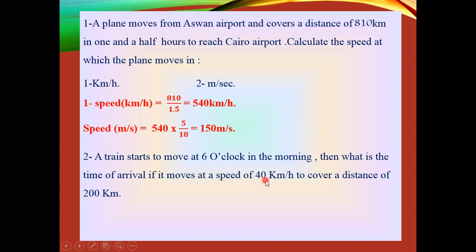For the time of the trip I need the distance and the speed. Speed is 40 kilometers per hour and the distance is 200 kilometers. So distance divided by speed gives 5 hours, 200 divided by 40. Since I start at 6 in the morning, 6 o'clock plus 5 gives 11 a.m. This is the time of arrival.